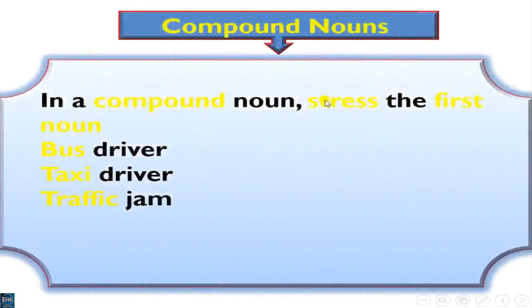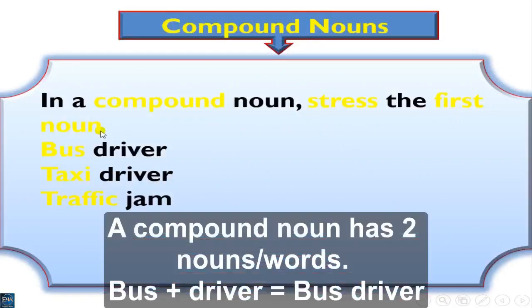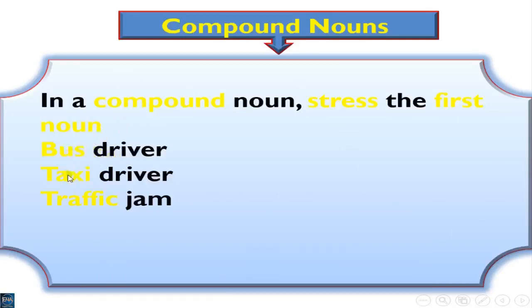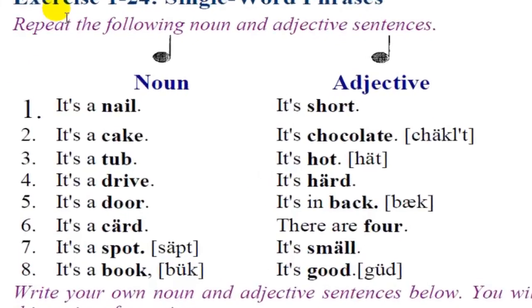In a compound noun, stress the first noun. A compound noun is a noun which is made of two nouns. Bus driver. Taxi driver. Traffic jam. So, repeat after me. Bus driver. Taxi driver. Traffic jam. Again. Bus driver. Taxi driver. Traffic jam. We stress the first word. Bus driver. Taxi driver. Traffic jam.